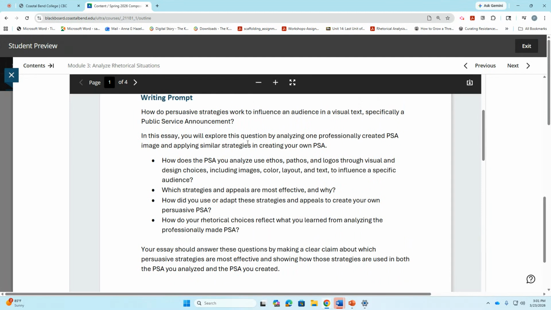So you're going to explore that question by analyzing one professionally created PSA image and applying similar strategies in creating your own. And so these are the questions that guide you through that.